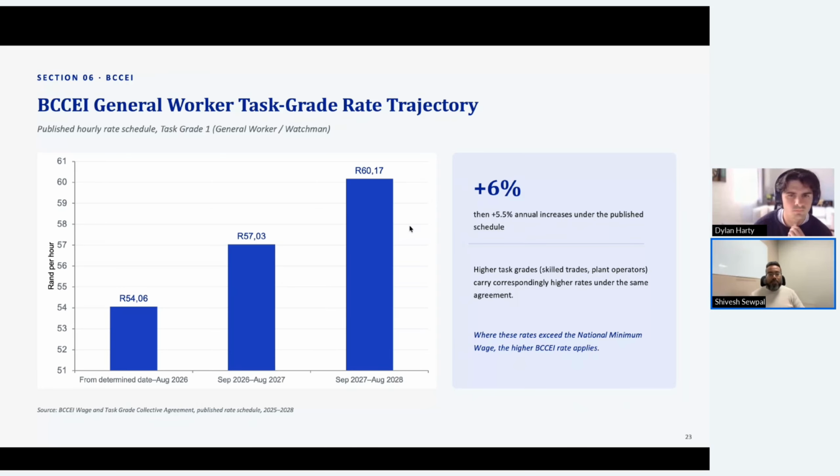So for example, the BCCEI published task grade rates for general workers, and other categories show hourly rates that are significantly above the national minimum wage. The practical message to attendees is, do not assume that if you are paying above the national minimum wage, you are automatically compliant. You may still be underpaying if a bargaining council rate applies to that role. That is why rate checking needs to happen against both the national minimum wage and the relevant sectoral or bargaining council rate where applicable.